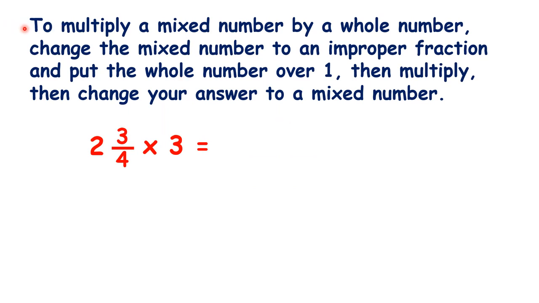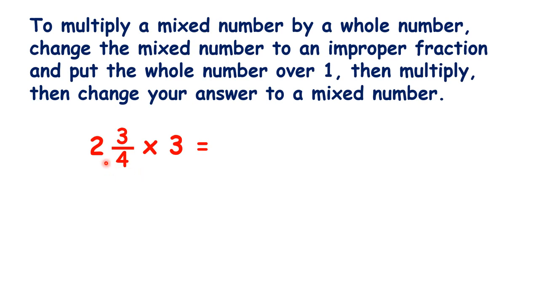Now to multiply a mixed number by a whole number, you change the mixed number to an improper fraction, put the whole number over 1, then multiply, then change your answer to a mixed number. There are a lot of steps in that, so let's break it down with an example.